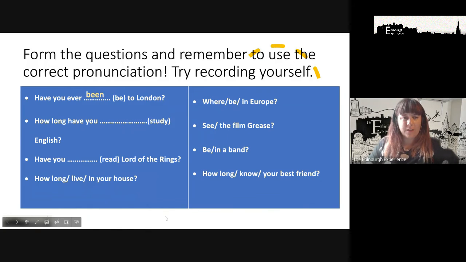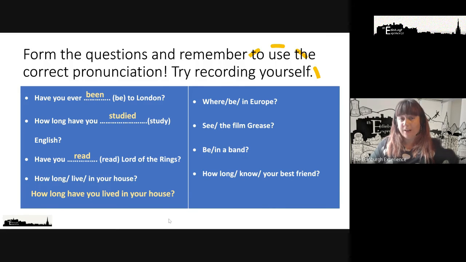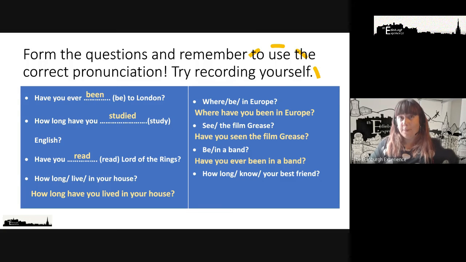So our first one here, guys, have you ever been to London? How long have you studied English? Have you read Lord of the Rings? Now, these ones which are a bit harder, how long have you lived in your house? Where have you been in Europe? Have you seen the film Grease? Have you ever been in a band? And how long have you known your best friend?